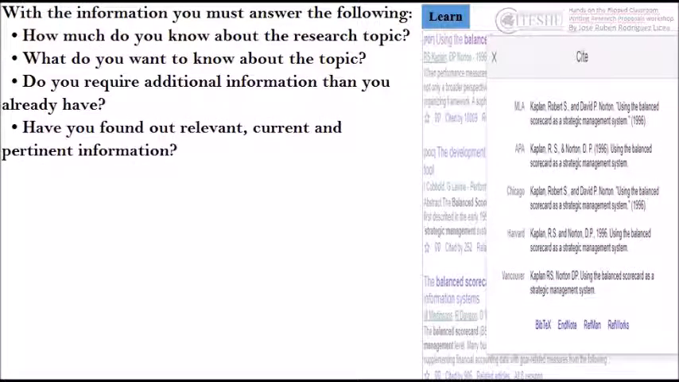With the information you must answer the following. How much do you know about the research topic? What do you want to know about the topic? Do you require additional information than you already have? Have you found out relevant, current and pertinent information?